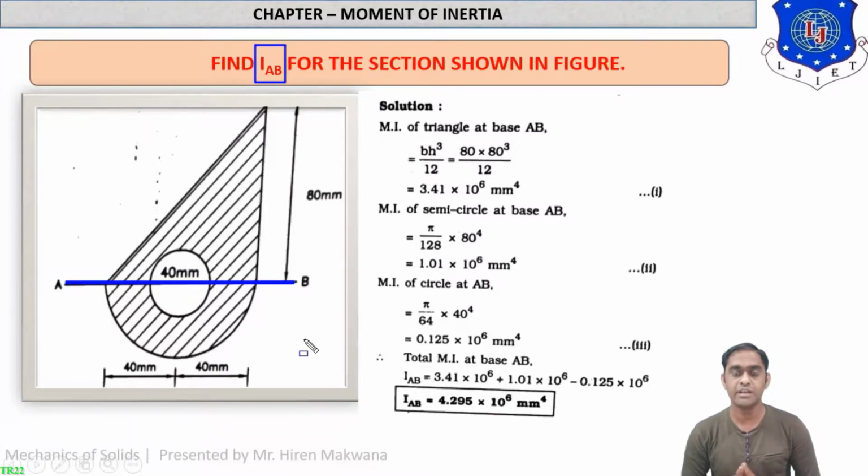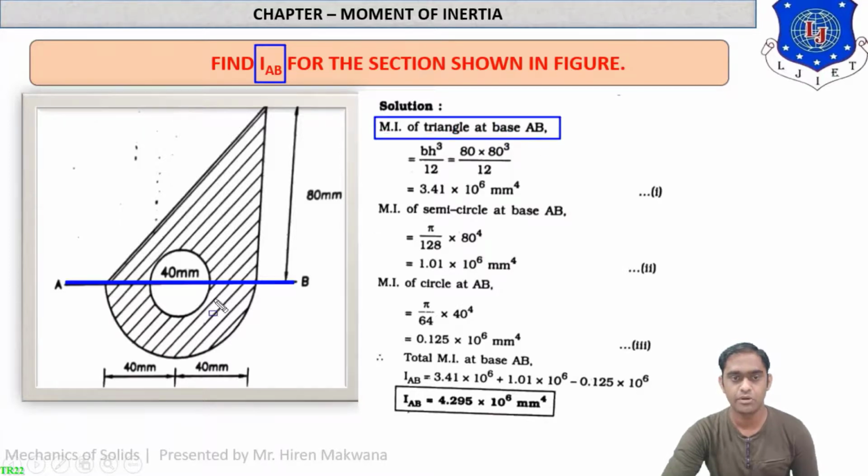Now, here we are using shortcut formulas. One formula for the semicircle. There is no theory for the semicircle in our syllabus, but you just remember the formula of the semicircle directly. Let us see how. First of all, moment of inertia of a triangle. Now, you must listen to me, my words, each and every word.